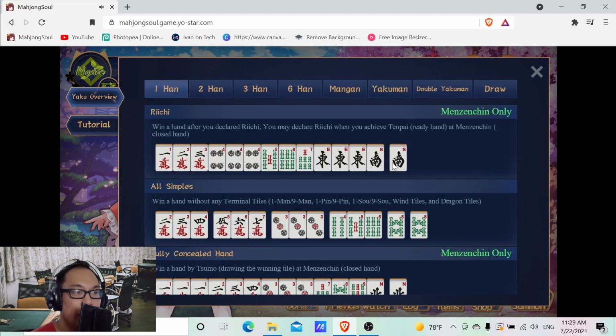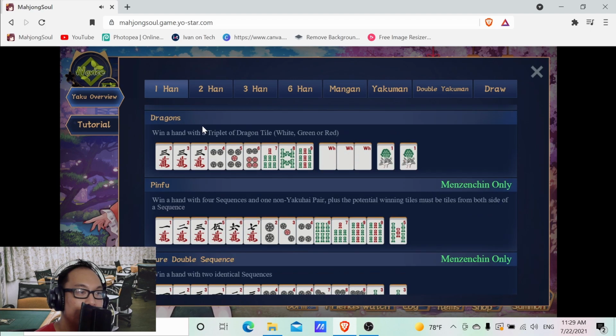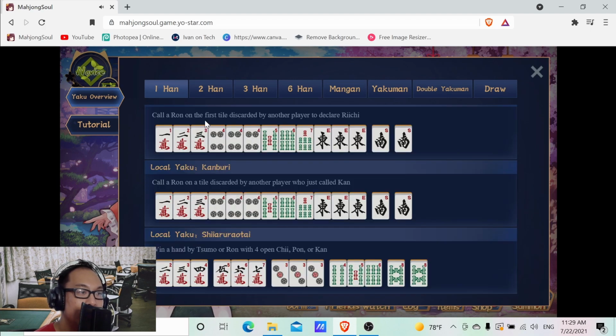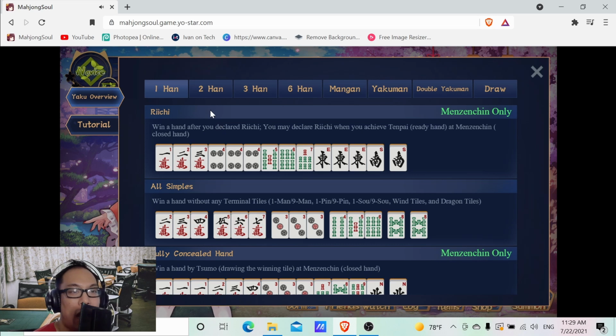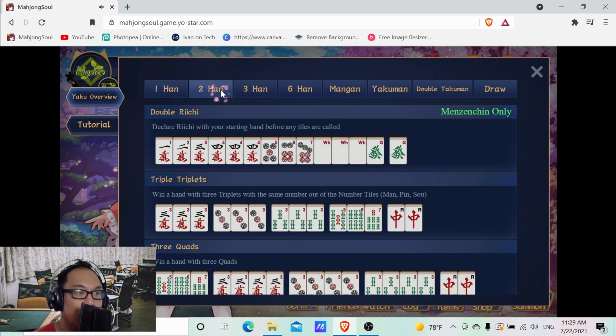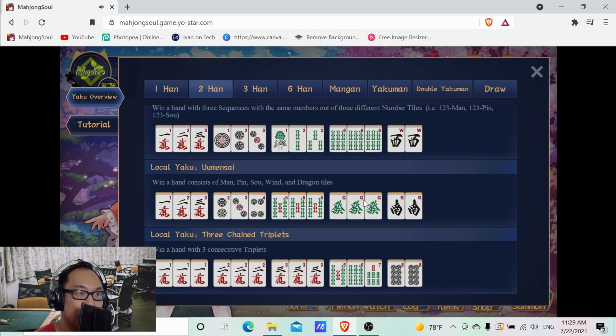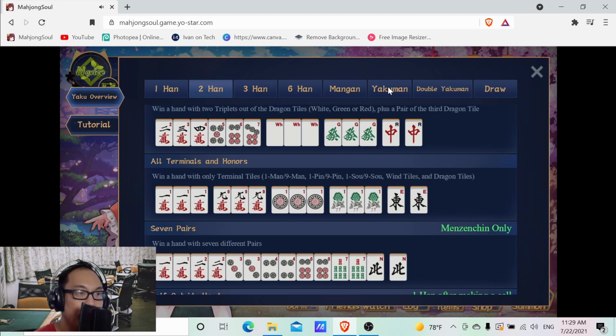Okay. So there's also Han here. So Han basically is just the rank of the hands. So basically we have hands that are 1 rank. 1 rank hands get you at least 1,000 to 1,500 points each. I believe it could change depending upon what's in your hand. 2 Han, they get you more points. So the more ranks you go up, the more points you get. But I'm not going to go into detail about that.